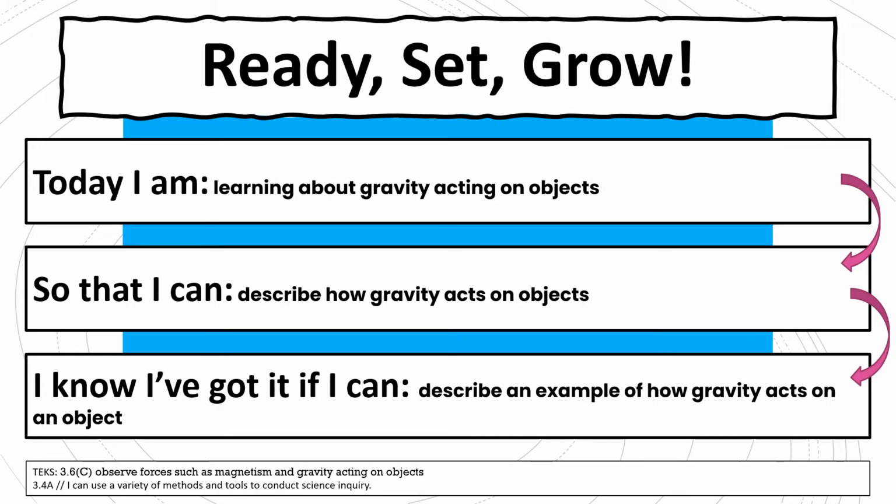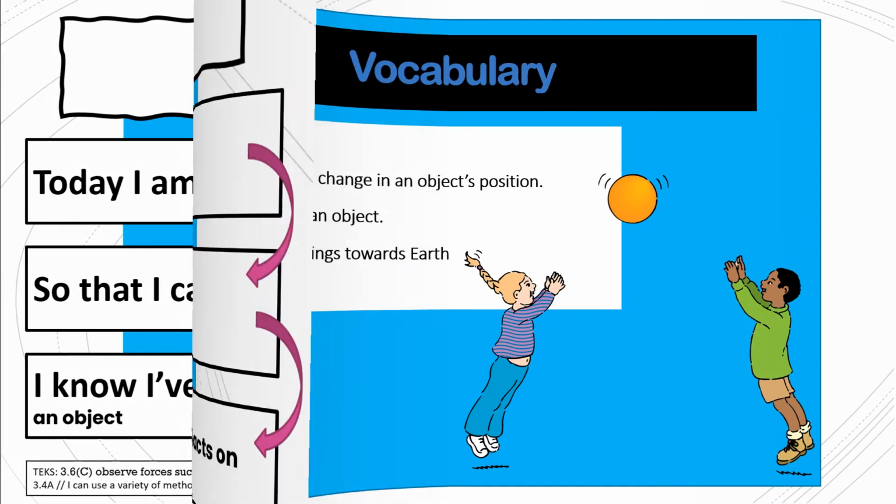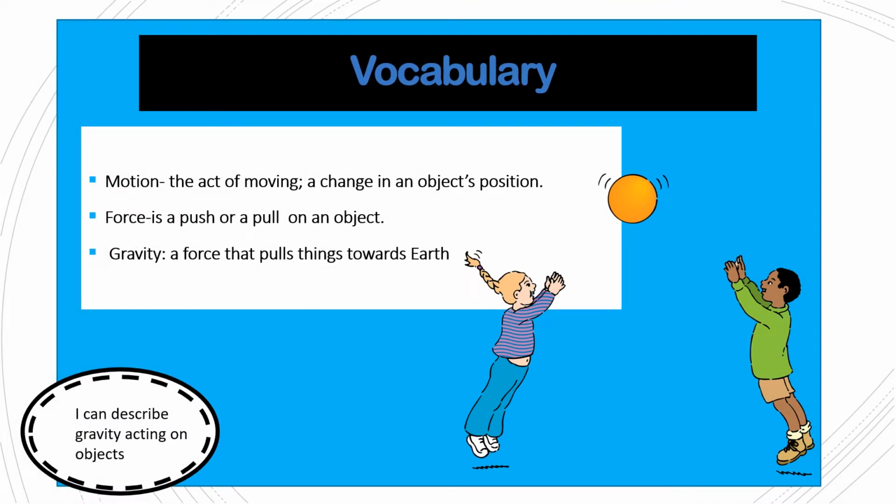So today we're going to learn about gravity acting on objects so that you can describe how gravity acts on objects, and you will know that you got it if you can describe an example of how gravity acts on an object. Vocabulary that you will need to know: motion, which is the act of moving, a change in an object's position. Force is a push or pull of an object. Gravity is a force that pulls things toward the earth.